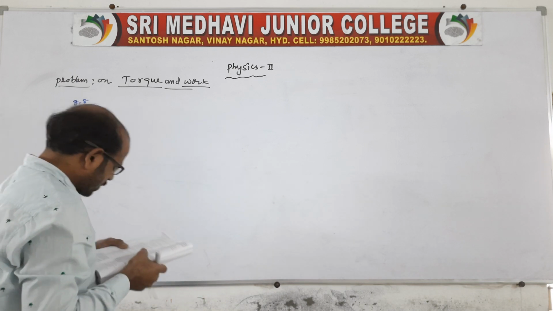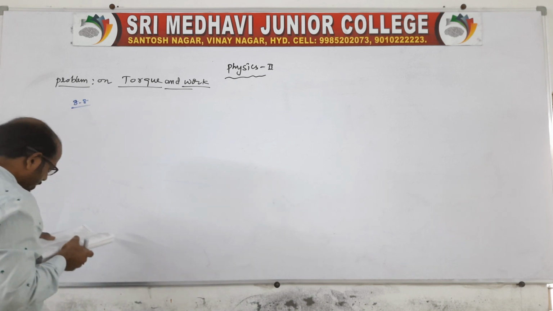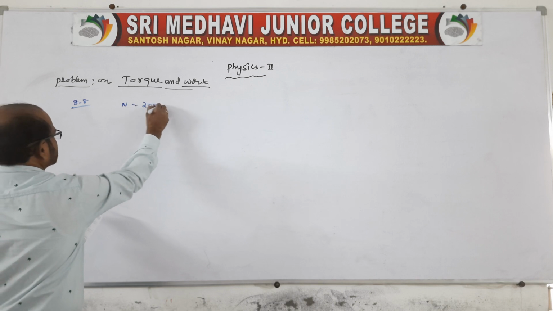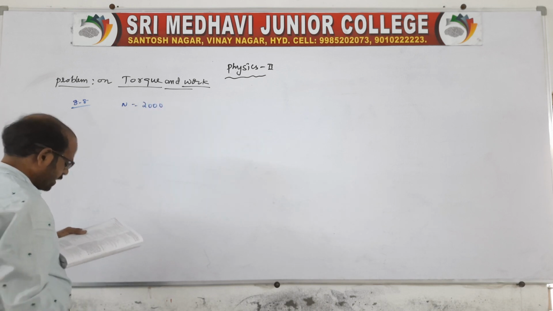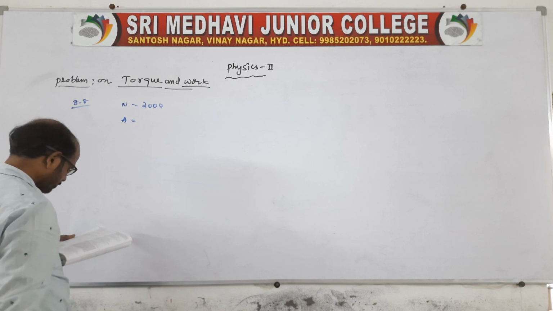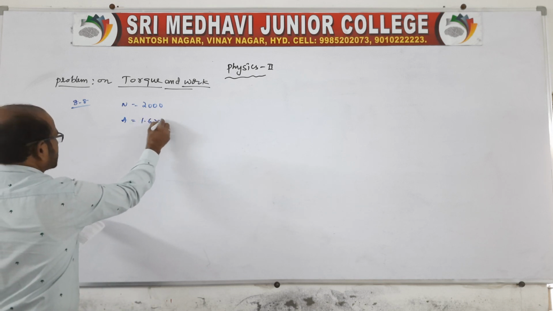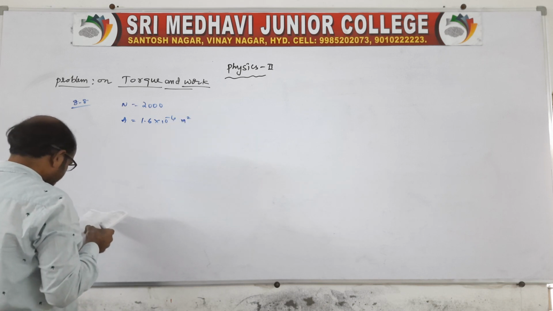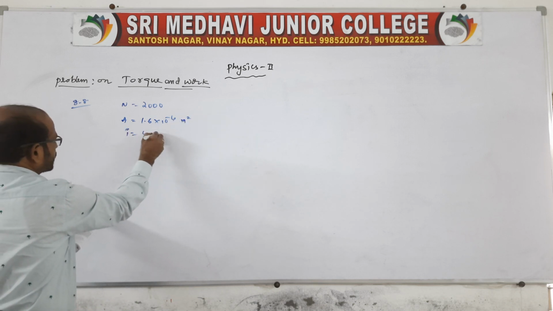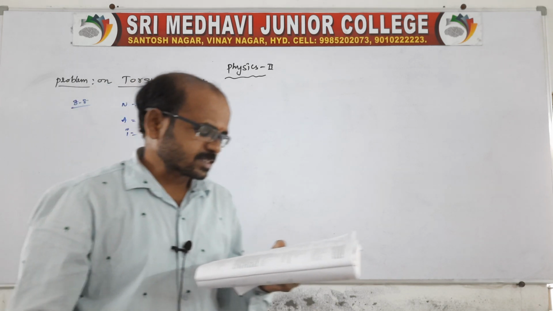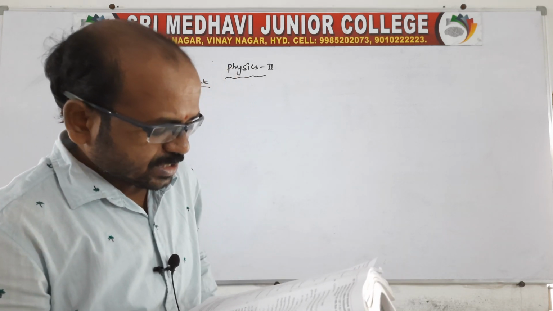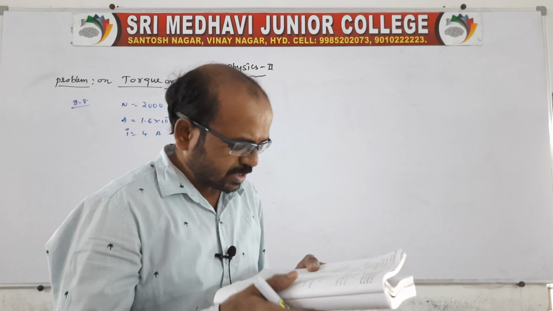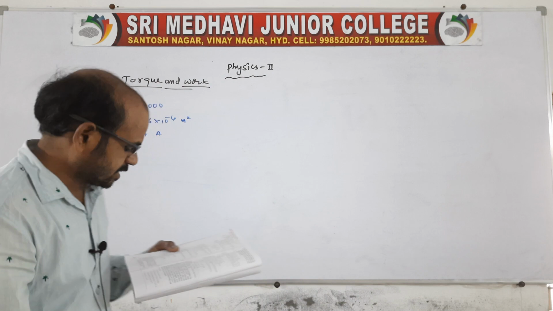The question is: a closely wound solenoid of 2000 turns, the number 2000 turns is given, and area of cross section 1.6 into 10 power minus 4 meter square, carrying a current of 4 ampere, is suspended through its center, allowing it to turn in a horizontal plane. What is the magnetic moment associated with the solenoid?